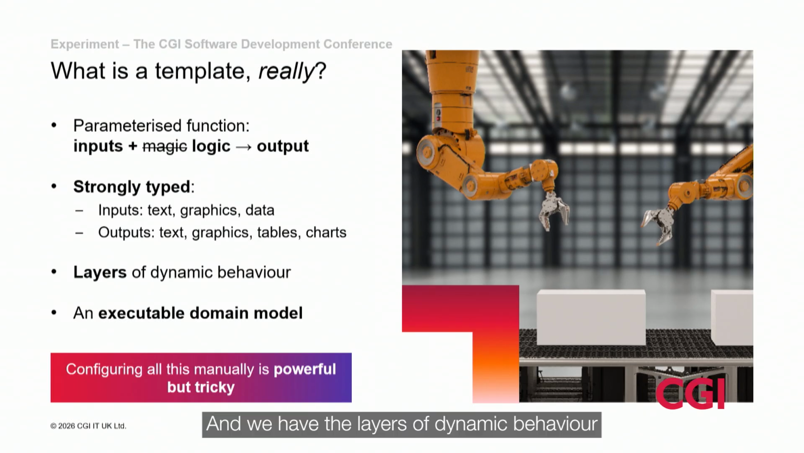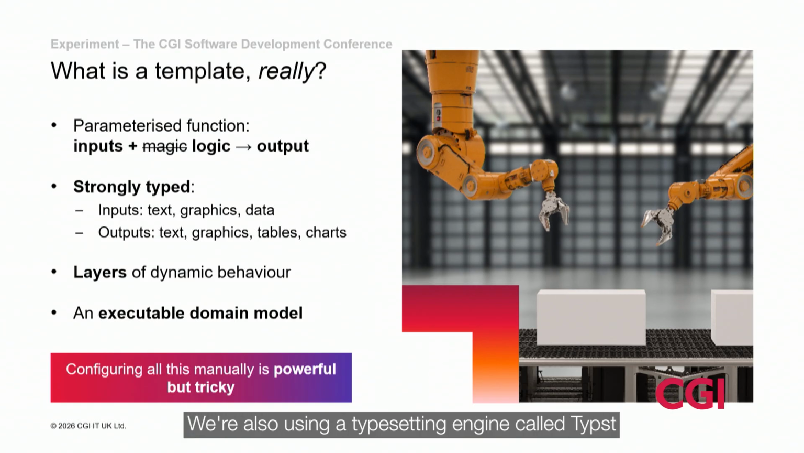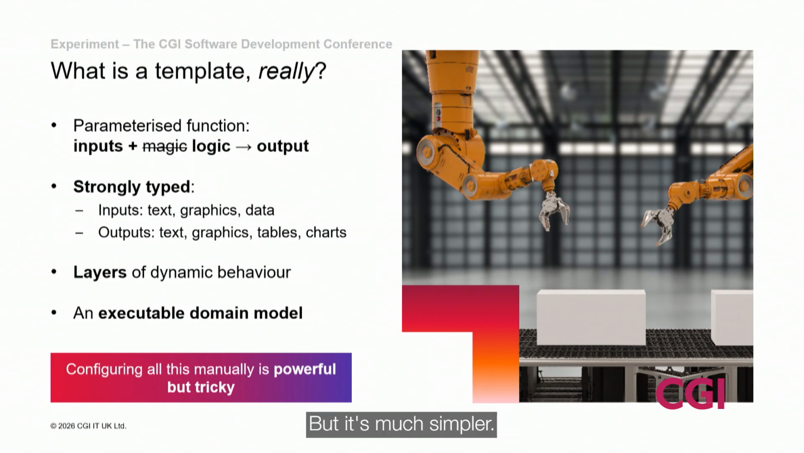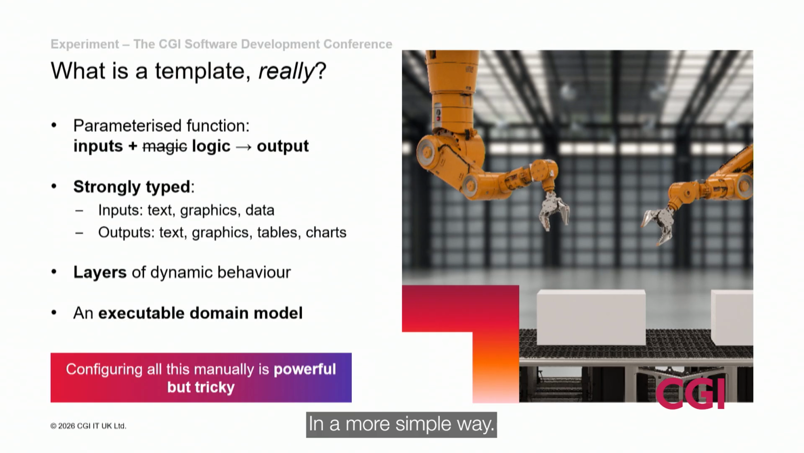And we have layers of dynamic behavior in these templates as well. We have this template system where we have a data object describing all this stuff, the inputs and the outputs. Parts of those can be dynamic too. So we have the Handlebars templating language in there for expressions and text templating. We're also using a typesetting engine called Typst, which is a bit like LaTeX, if anyone's used that, but much simpler. There are different layers of this, but fundamentally, it's a function. It's kind of like code, which means LLMs are pretty good at it these days. So we're hoping to make this better, and deal with all this powerful stuff that we've got in a simpler way.